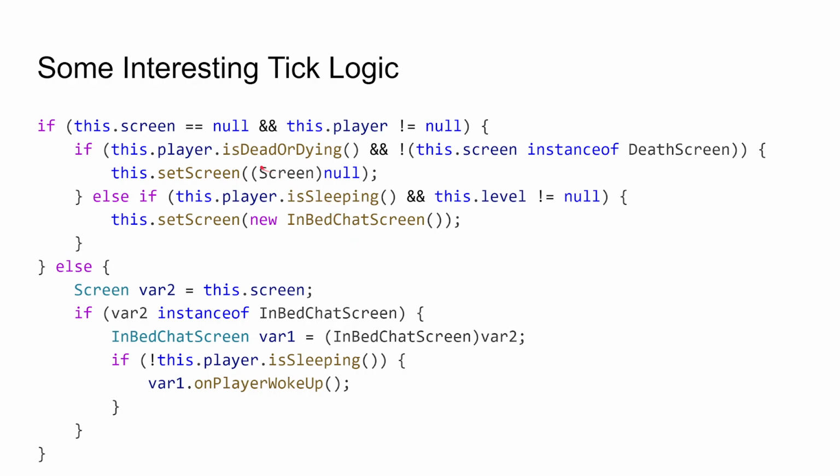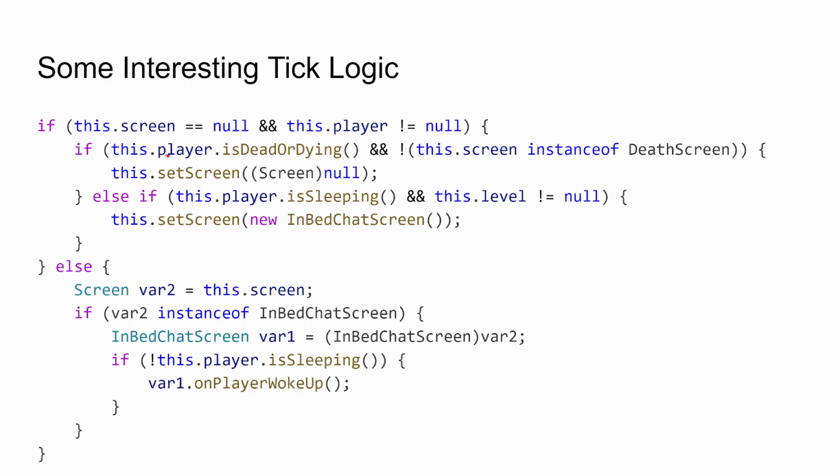All right, so let's look at this interesting tick logic right here. So this is a part of a module's tick function. So this handles the player pretty much. So we check to make sure if these things exist. And then the interesting thing is if the screen is null, so if we don't have anything to display, we check if the player is dead or dying.